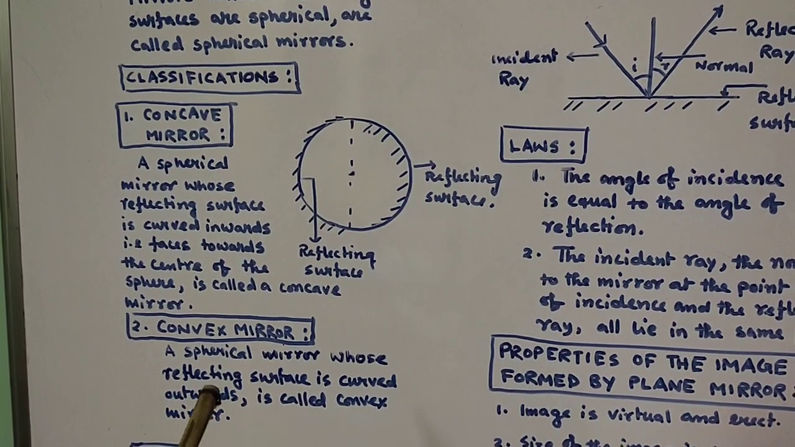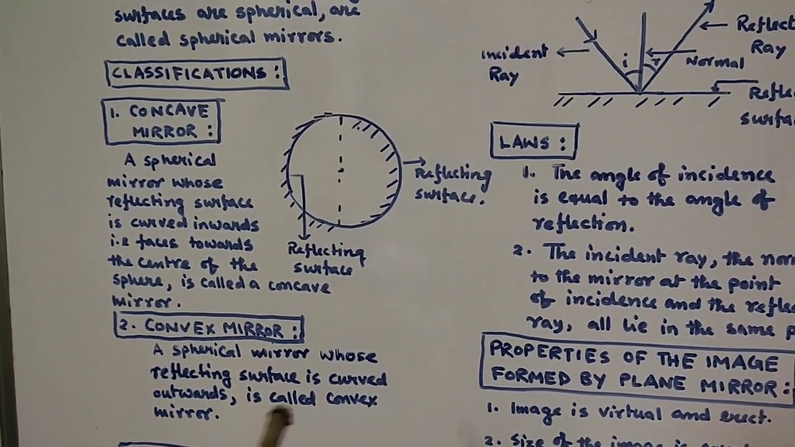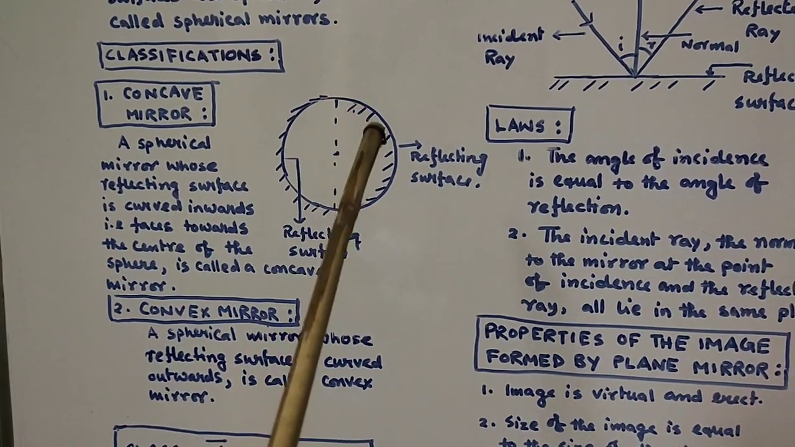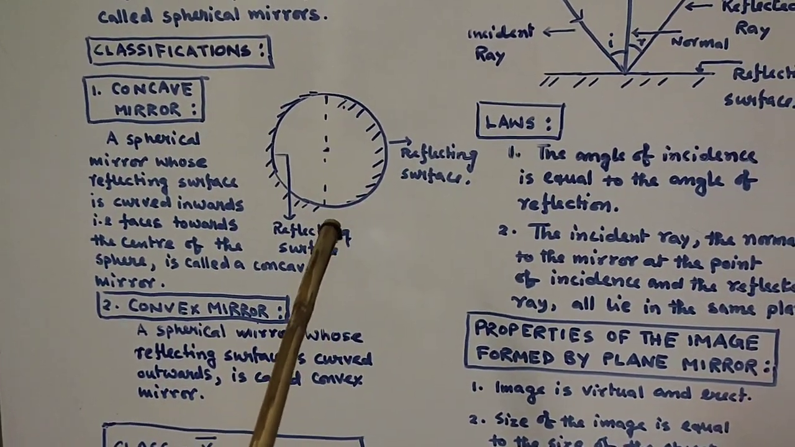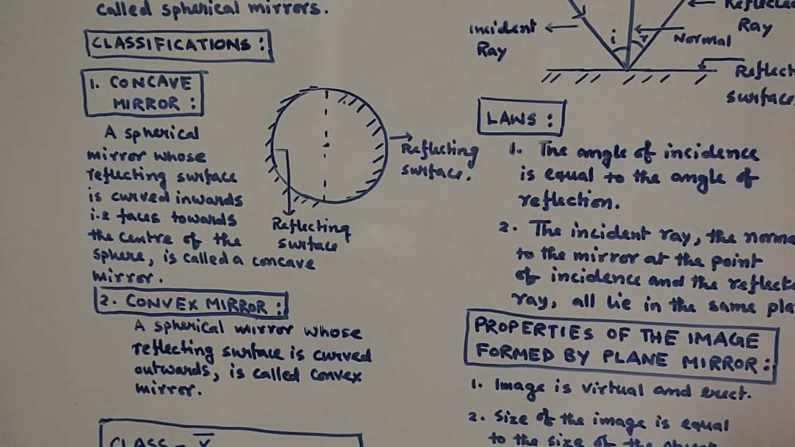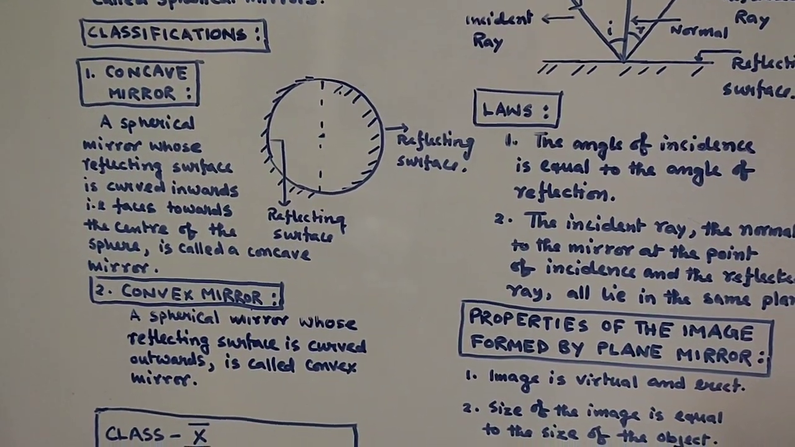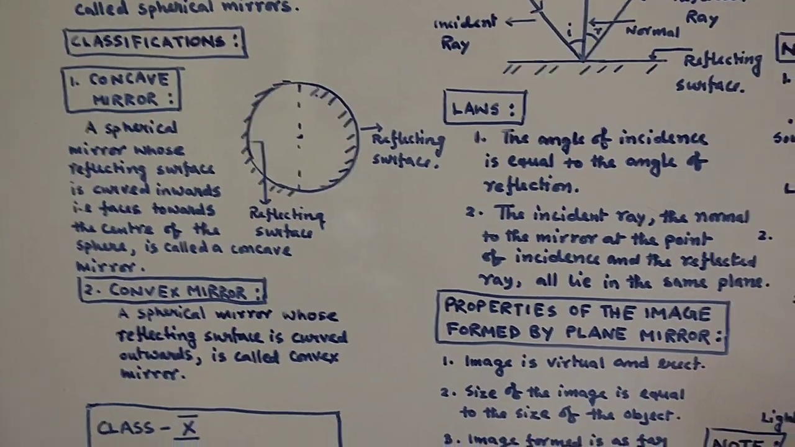And the convex mirror: a spherical mirror whose reflecting surface is curved outward. The outward part is the reflecting surface and the inward part is the non-reflecting surface. That is the convex mirror. A spherical mirror whose reflecting surface is curved outwards is called a convex mirror.